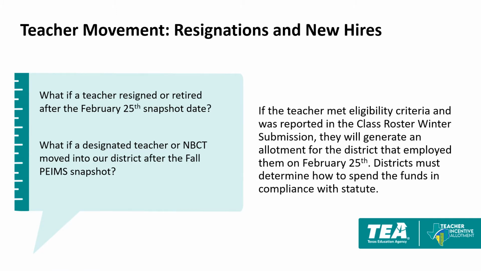One common question we get is regarding teacher movement. So what if a teacher resigned or retired after the February 25th class roster snapshot date? Or what if a designated teacher or MBCT moved into the district after the fall PEIMS snapshot? The response is if a teacher met the eligibility criteria and was reported in the class roster winter submission, they will generate an allotment for the district that employed them on February 25th. If a teacher is no longer with the district, the district must determine how to spend the funds in compliance with statute. Spending resources are linked in the initial slide of this presentation.